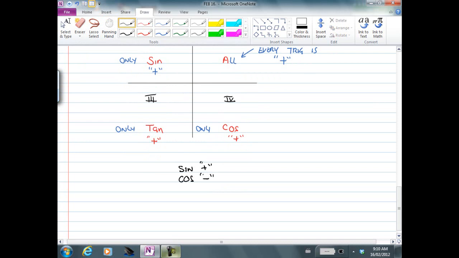Guys and gals, I'm going to pause it and let you go. A lot of you say, hey, that's easy. That's quadrant 2. Because in quadrant 2, sine is positive, cos is negative. So the answer for this really is 2. What if I give you this one?